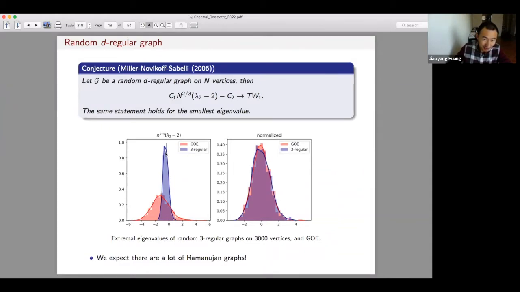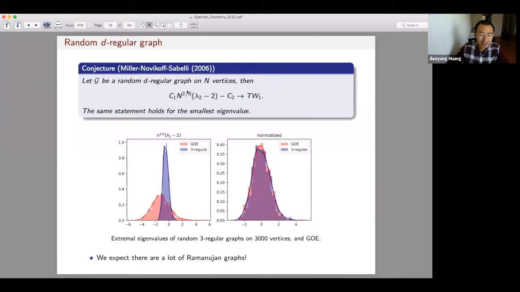As a consequence, if this conjecture is true, we do expect for this three-regular graph, this blue curve, that a lot of them have lambda 2 less than or equal to 2, corresponding to less than 0 after this scaling. We actually have a lot of them where the second largest eigenvalue is smaller than or equal to 2. Actually, we expect there should be a lot of Ramanujan graphs. But this conjecture is quite open.